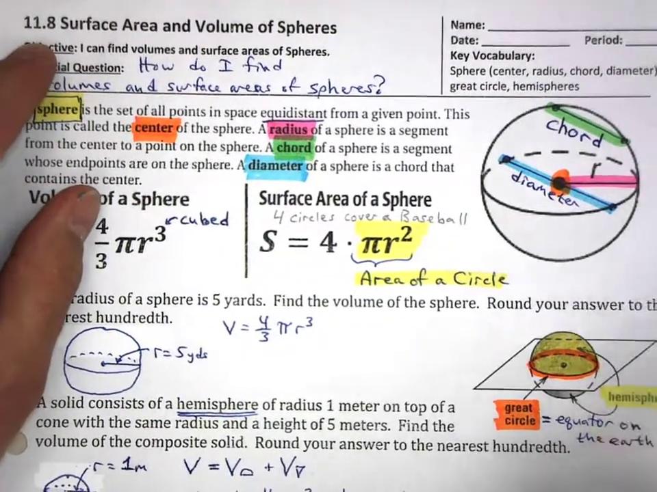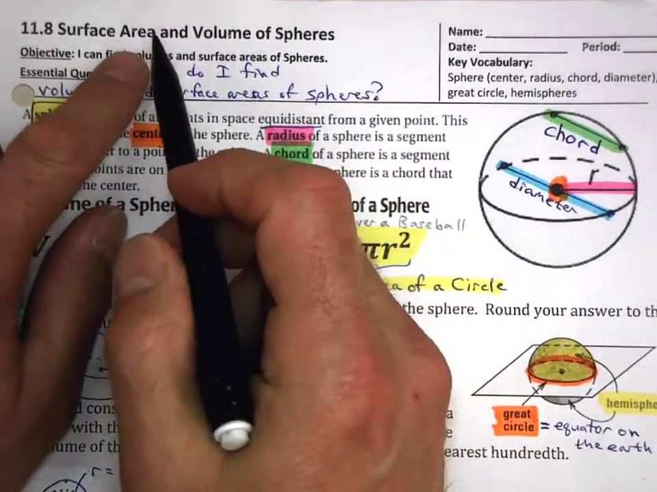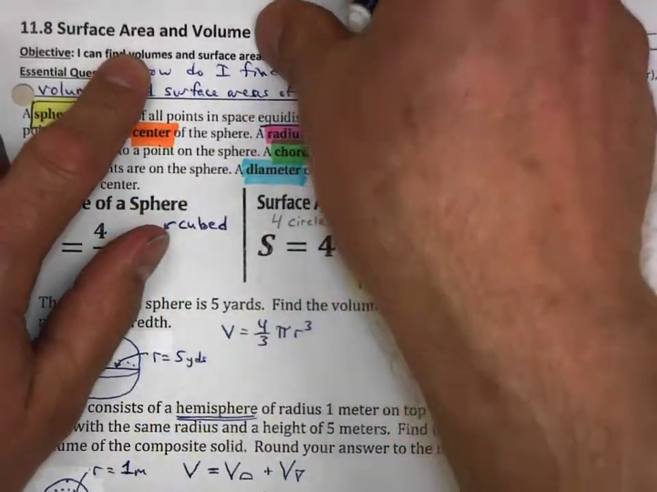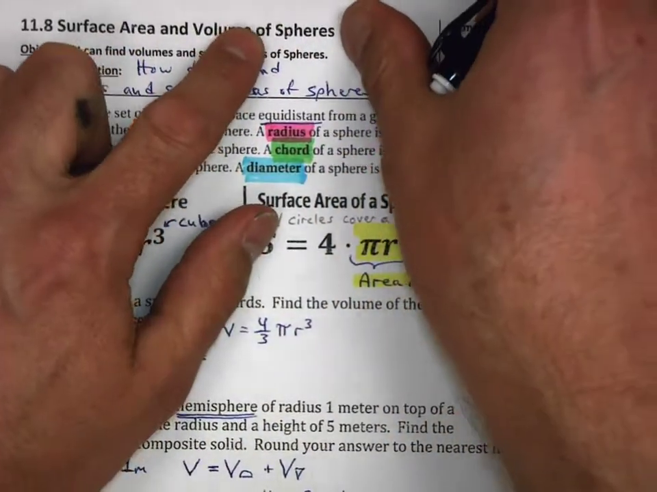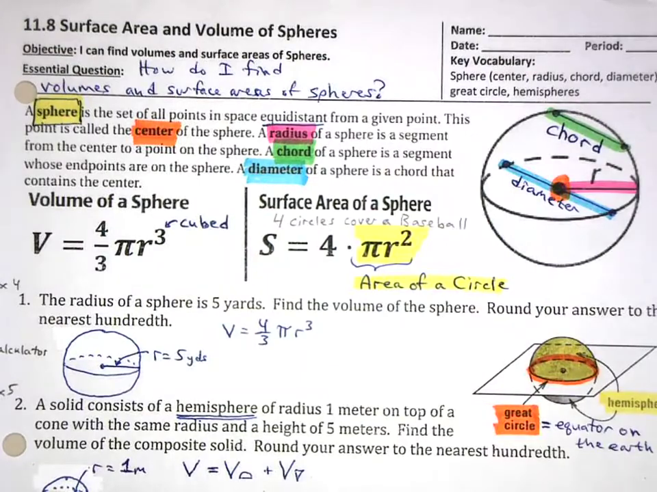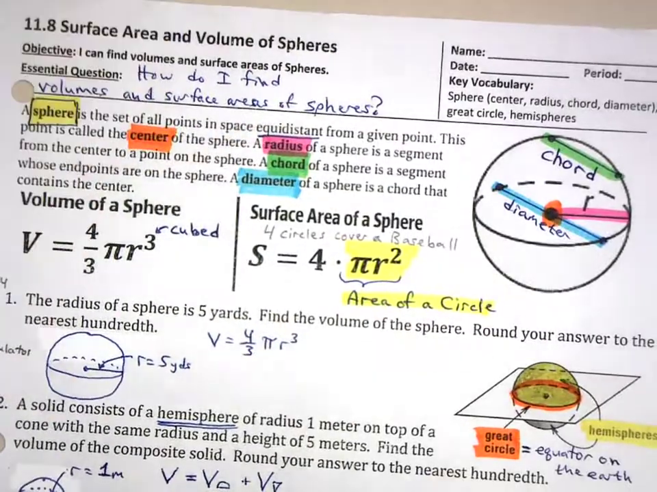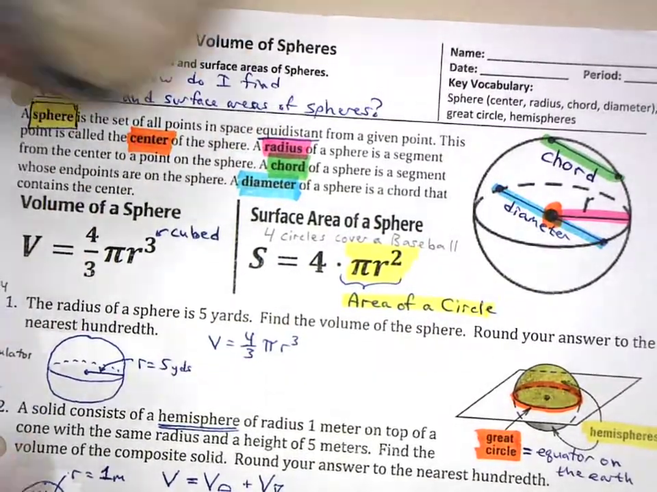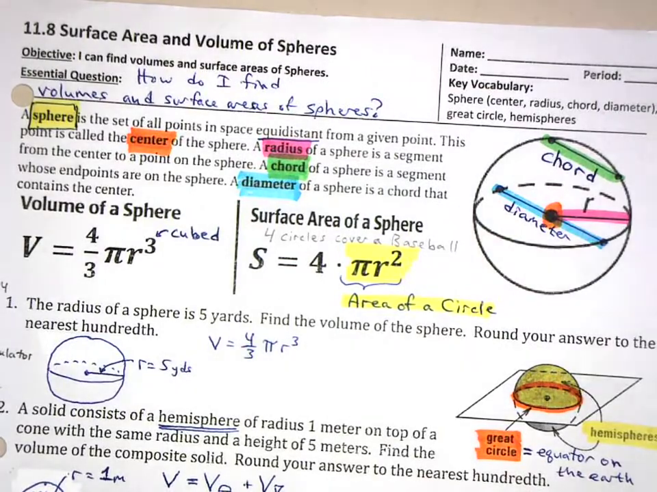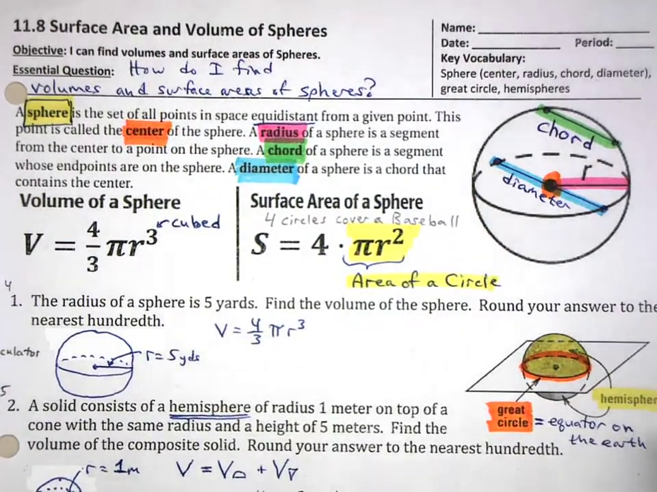Welcome to 11.8, Surface Area and Volume. We've done those before, but now we are looking at spheres. We are looking at baseballs and softballs and all kinds of cool solids, three-dimensional solids.